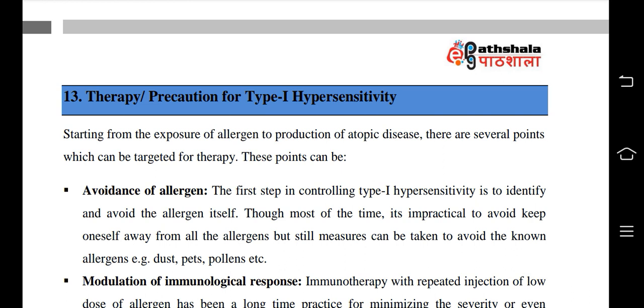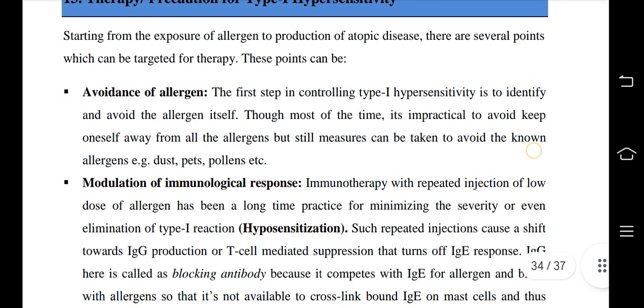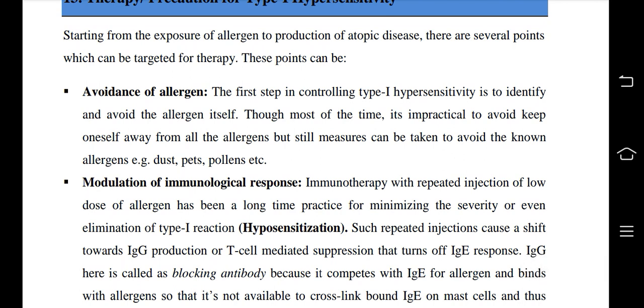Therapy and precaution for type 1 hypersensitivity. Starting from the exposure of allergen to production of atopic disease, there are several points which can be targeted for therapy. These points can be avoidance of allergen. The first step in controlling type 1 hypersensitivity is to identify and avoid the allergen itself. Though most of the time it is impractical to keep oneself away from all the allergens, still measures can be taken to avoid the known allergens like dust, pests, pollens.